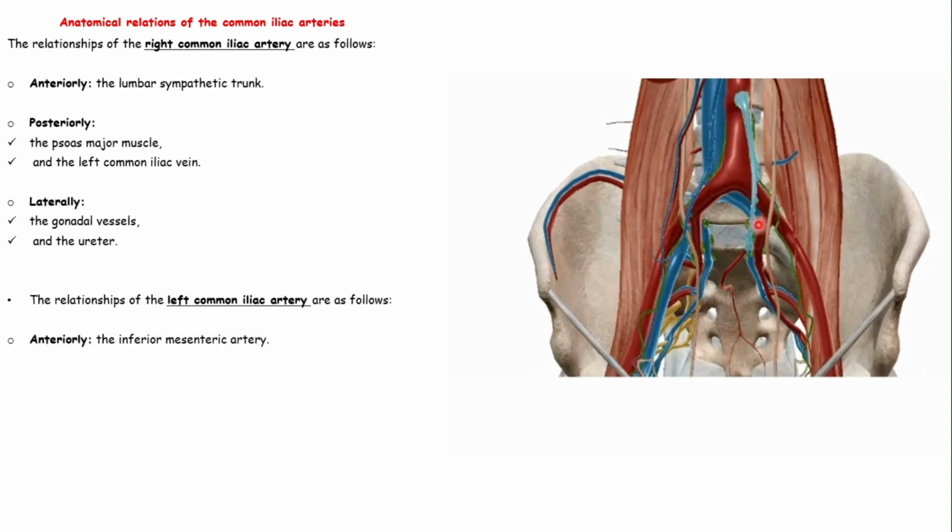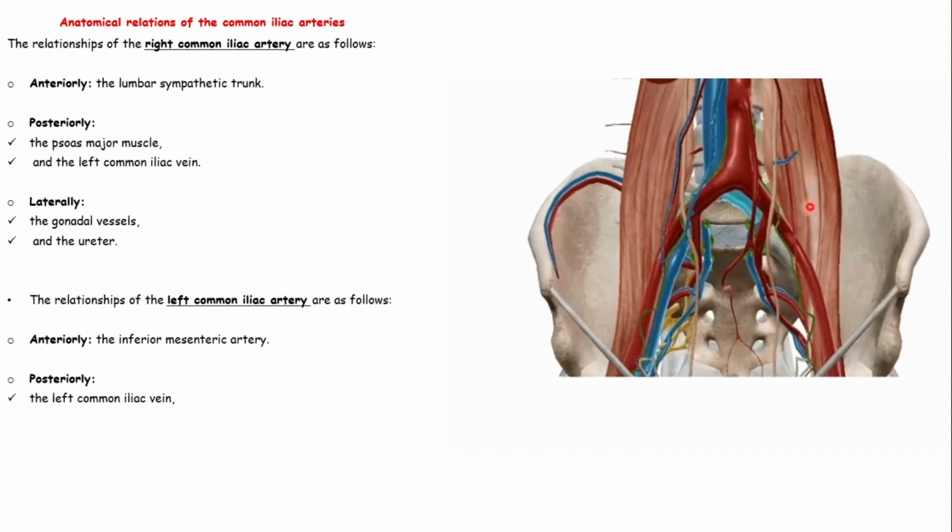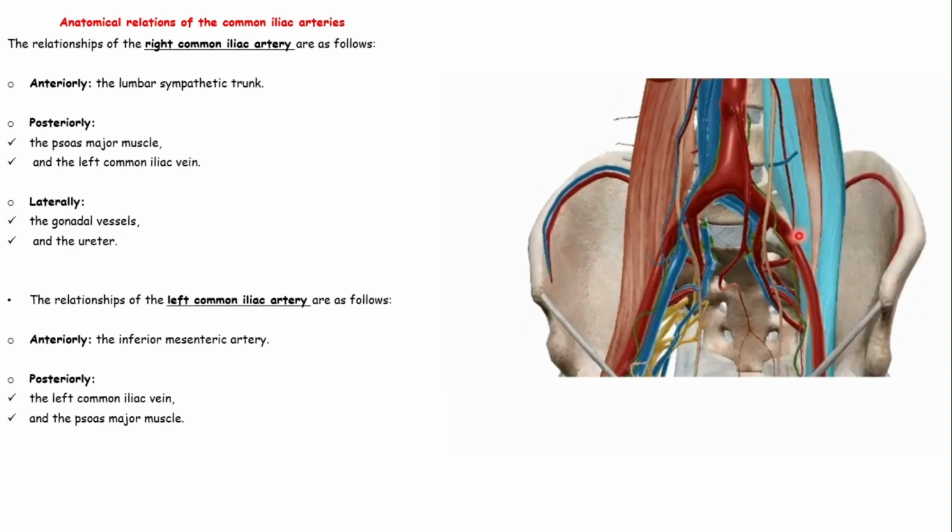The relationships of the left common iliac artery are as follows. Anteriorly, the inferior mesenteric artery. Posteriorly, the left common iliac vein and the psoas major muscle. Laterally, the gonadal vessels and the ureter.